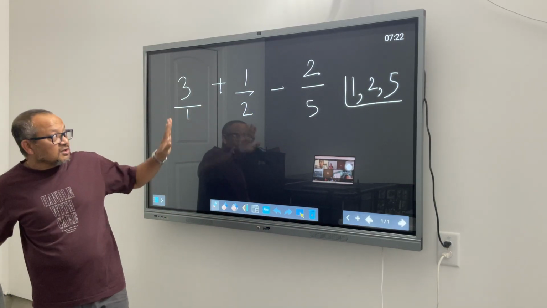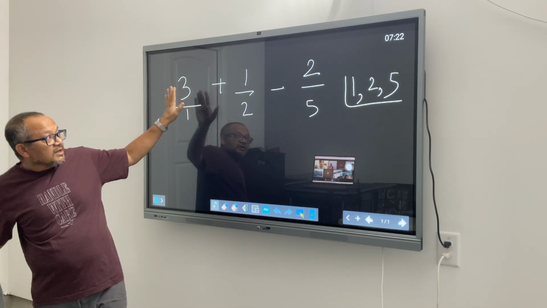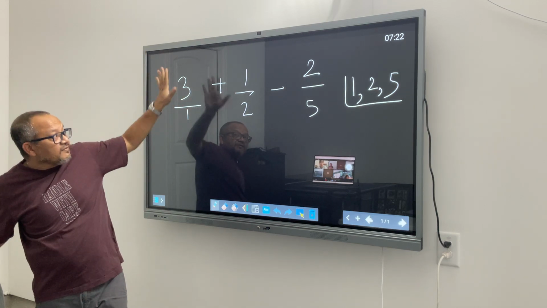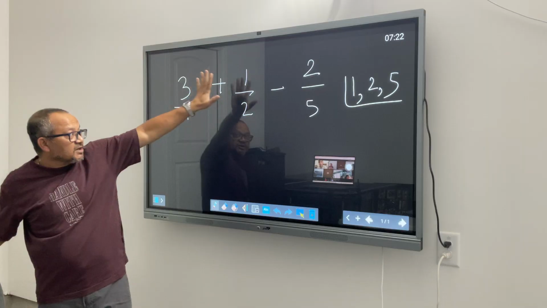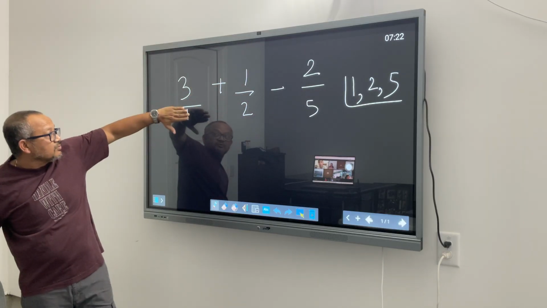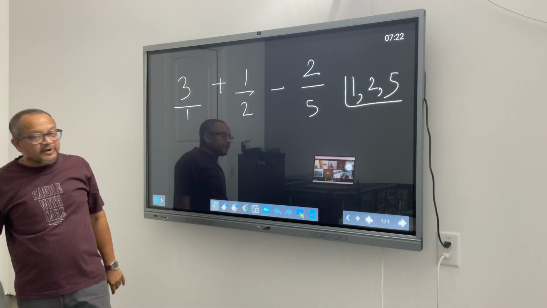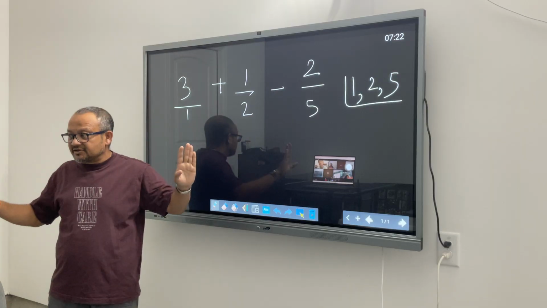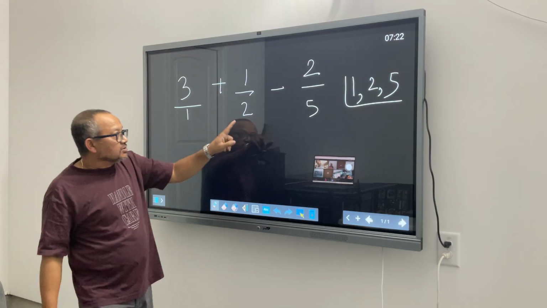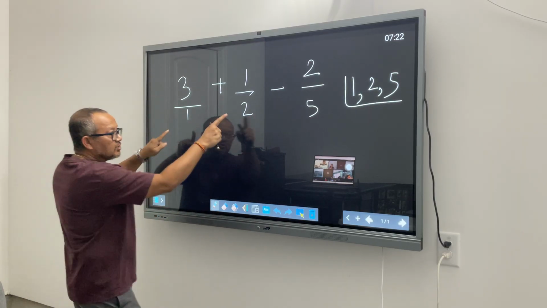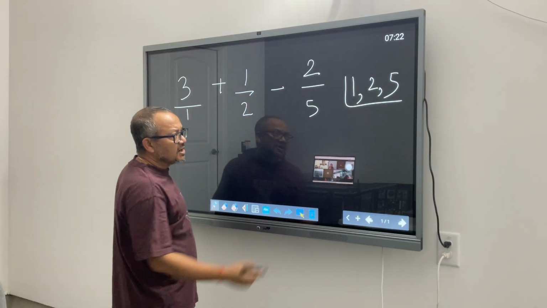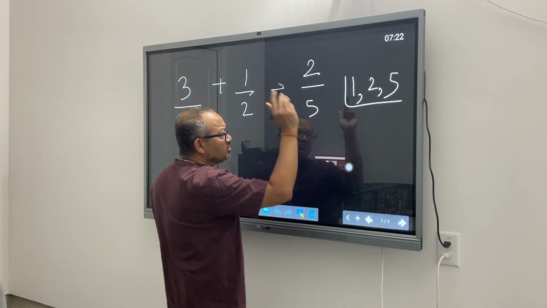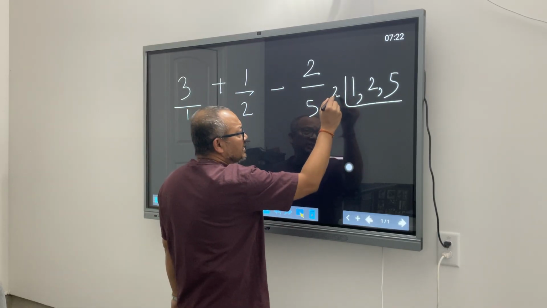What I was saying was, always try to convert everything to one form. If this is in fraction form and this was only 3, I converted that to a fraction. So now I have all fractions. Look at the denominators 1, 2 and 5, trying to find the LCM. We know that for 1 we don't do anything. So the smallest number I will get is 2.